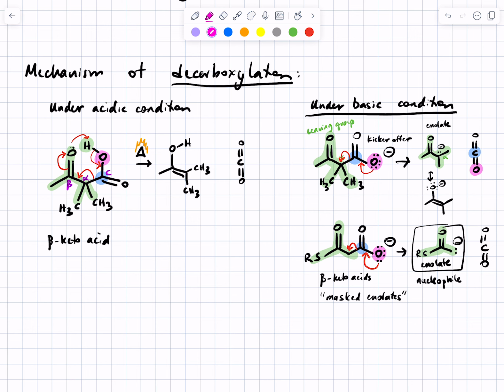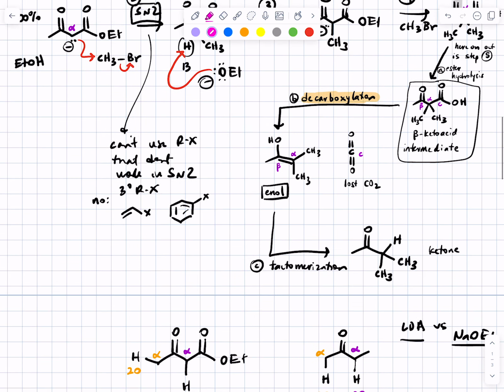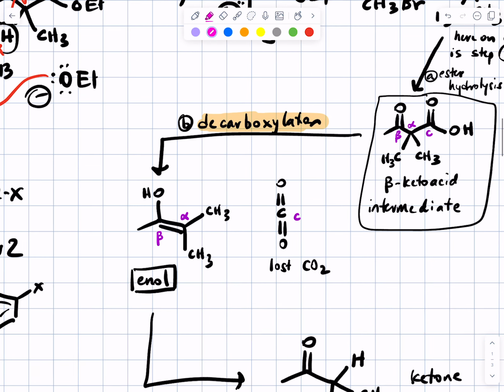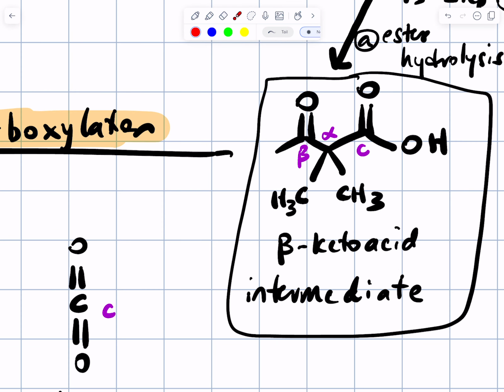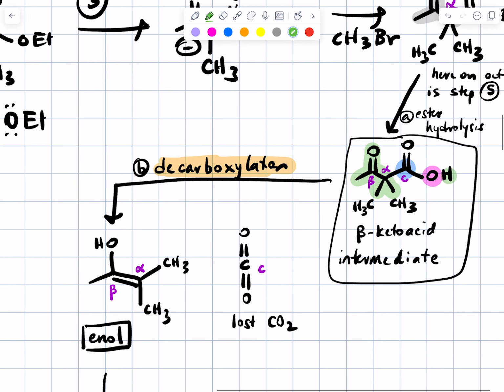All right, let's go back to our reaction scheme. We just talked about decarboxylation. So again, here is the carbonyl carbon, here is the kicker-offer oxygen, here is the leaving group, and the leaving group picks up a proton as it leaves. And that gives us the enol as a leaving group. And then here's your new carbon-oxygen pi bond, which just happens to be CO2.